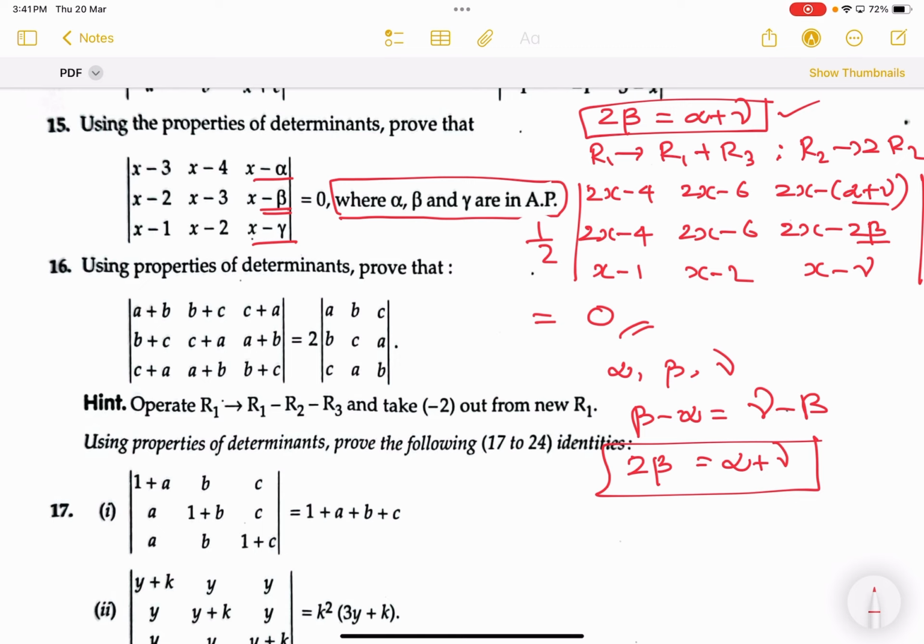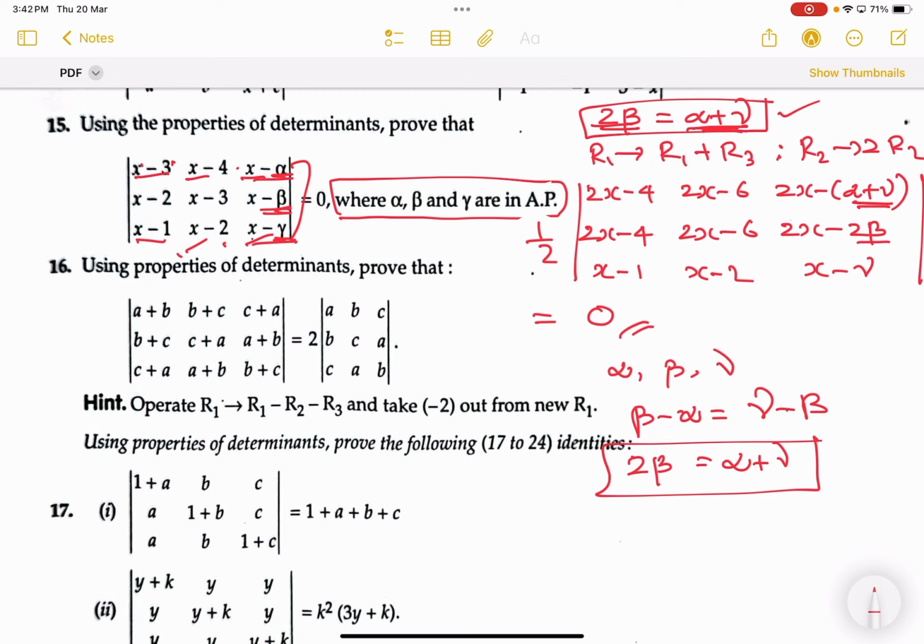To make it like this, this is the determinant they have given, where you will get alpha plus gamma. Here you have alpha, here you have gamma. So by adding these two, by adding R1 and R3, I got alpha plus gamma, right? So 2x minus 4, understood? 2x minus 6, 2x minus of alpha plus gamma. Next, that is supposed to be equal to 2 times beta.